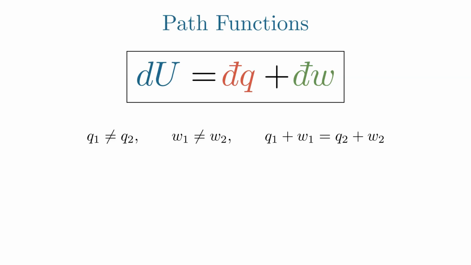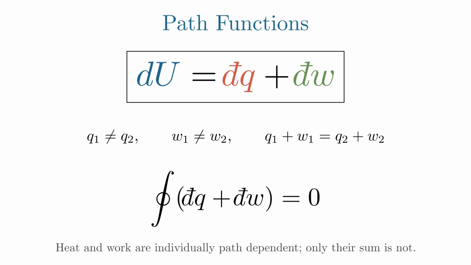Since dU is exact, we immediately have the integral for a closed path of d-bar q plus d-bar w equals 0. Thus, although heat and work are individually path dependent, their sum gives the change in the state function U, which is path independent.